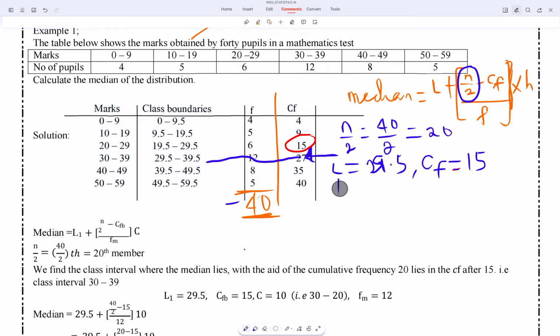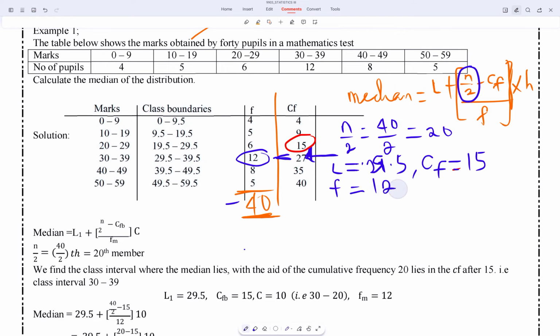Then your H, okay, before the H, let's talk about the F. So your F, what do we say F is? F is the frequency of the median. So what's the frequency of our median? The frequency of our median is 12. Can you see that? 12.